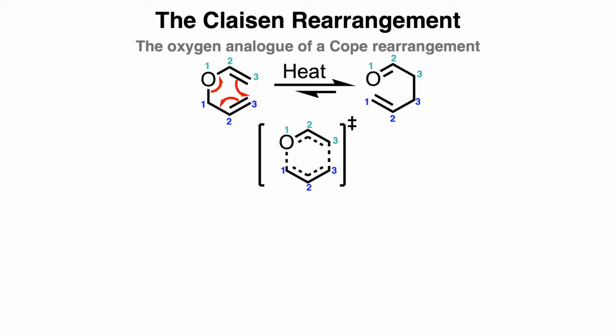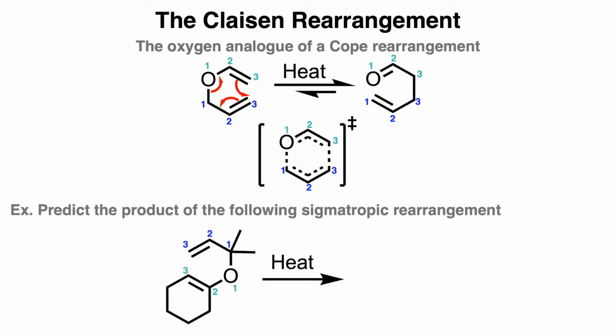Recall that enols are unstable and tend to tautomerize into a more stable carbonyl. A Claisen rearrangement represents that tautomerization, where the new product is again a new, more stable carbonyl. In this example, predict the product of the following sigmatropic rearrangement.